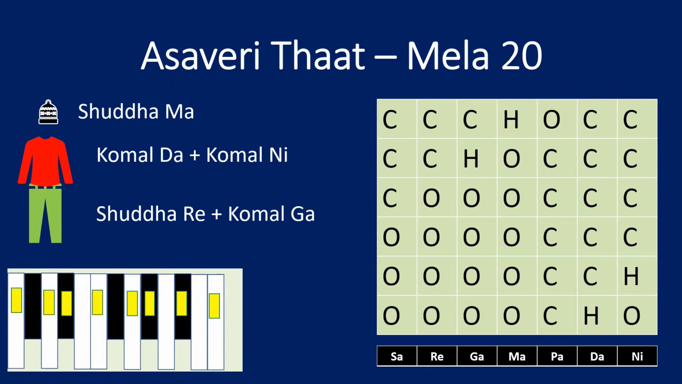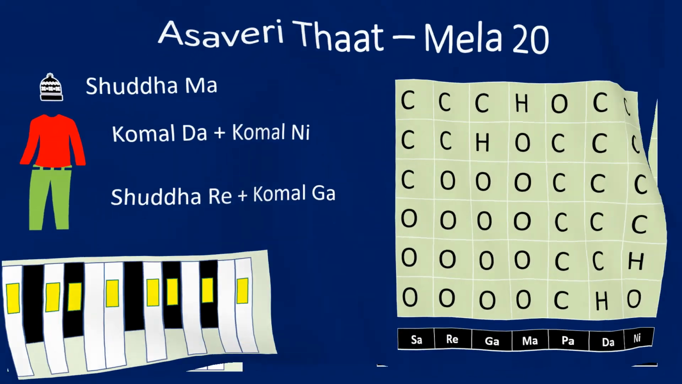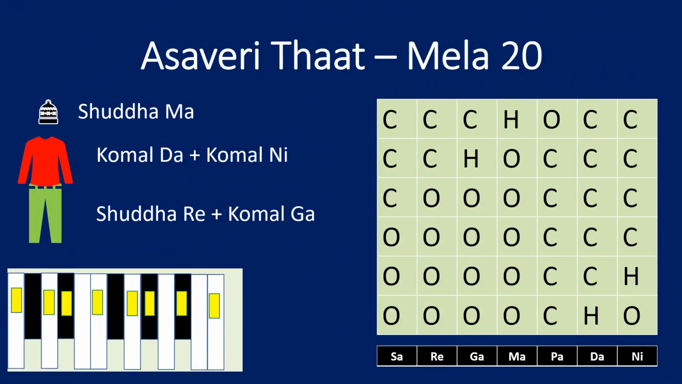In a bansuri, there are 4 holes that need to be halfway closed to produce Ga, Ma, Da, Ni. Asaveri Thaat corresponds to the South Indian Melakarta number 20, also called Natabhairavi. This is Asaveri Thaat.